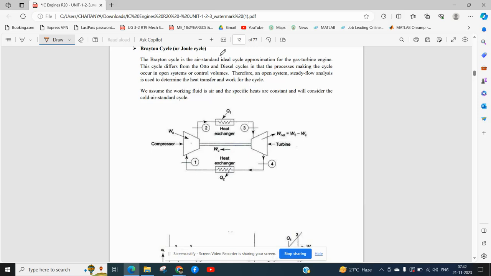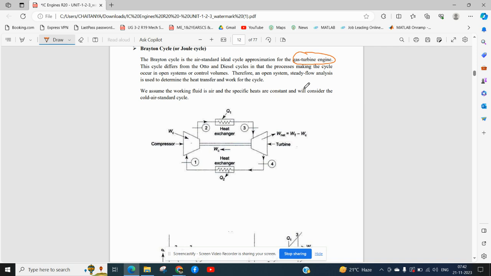In this video, we will look at the Brayton cycle, which is also known as the Joule cycle. The Brayton cycle is a standard ideal cycle whose application is the gas turbine. In this unit, we will cover the Otto cycle, diesel cycle, dual cycle, and Brayton cycle.